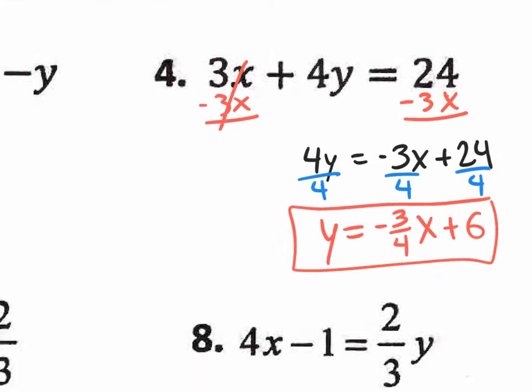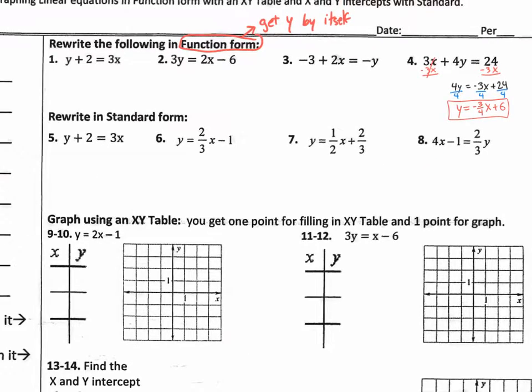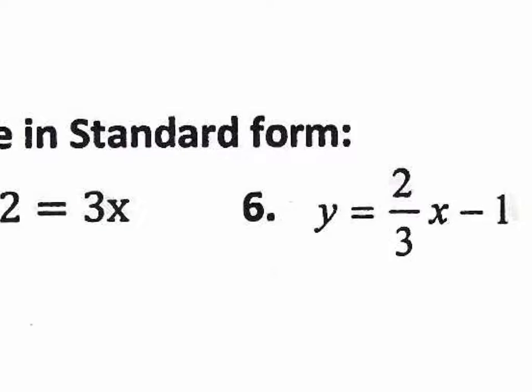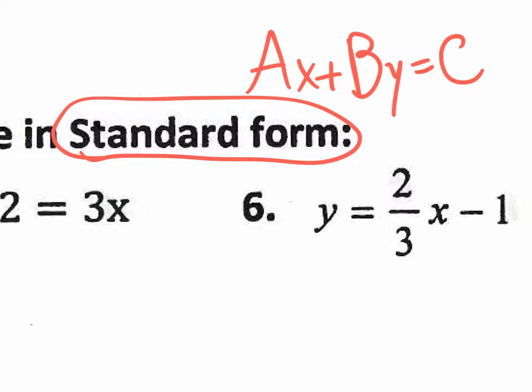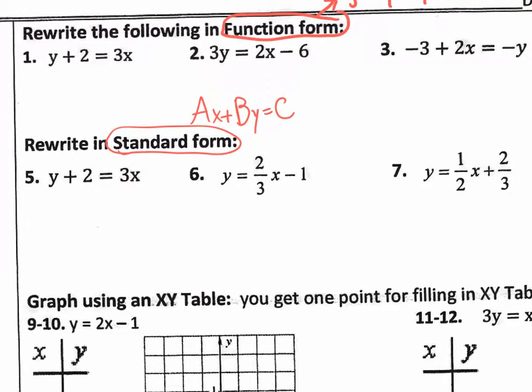I don't know why. Let's move on to the second section, numbers 5 through 8. That's rewriting it in standard form. And what's standard form? Standard form is capital A x plus capital B y equals capital C. The reason they're capitalized is to help you remember that you don't want fractions, you don't want decimals. You want the x's and the y's on the left side of the equal sign.